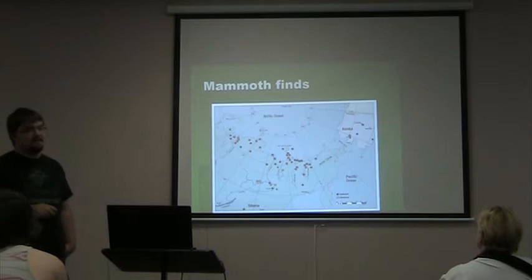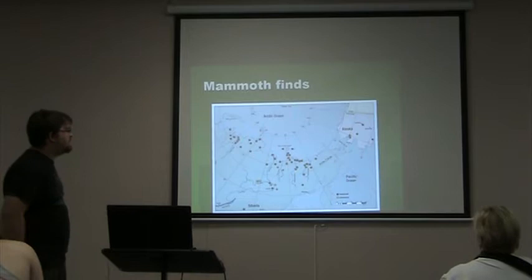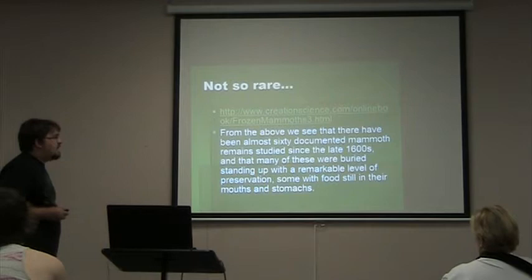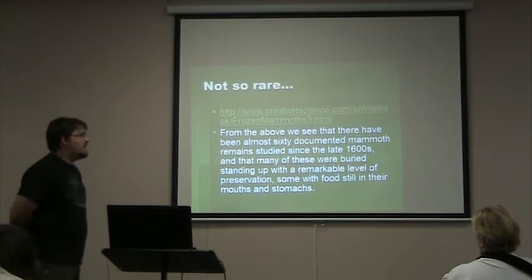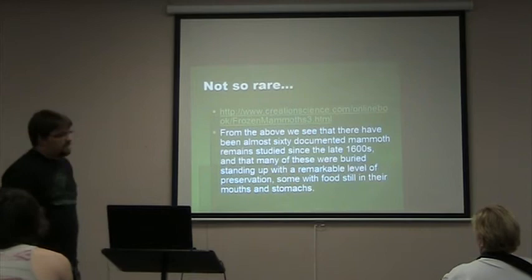We find mammoths all through this area of the world, and woolly rhinoceros as well. We should call them hairy rhinoceros, I suppose. This is the link to that particular page of Walter Brown's book. We have about 60 documented mammoth remains. These are fresh remains. Not just their skeletons, not just their tusks. We're looking at actual frozen mammoths in some degree of preservation.